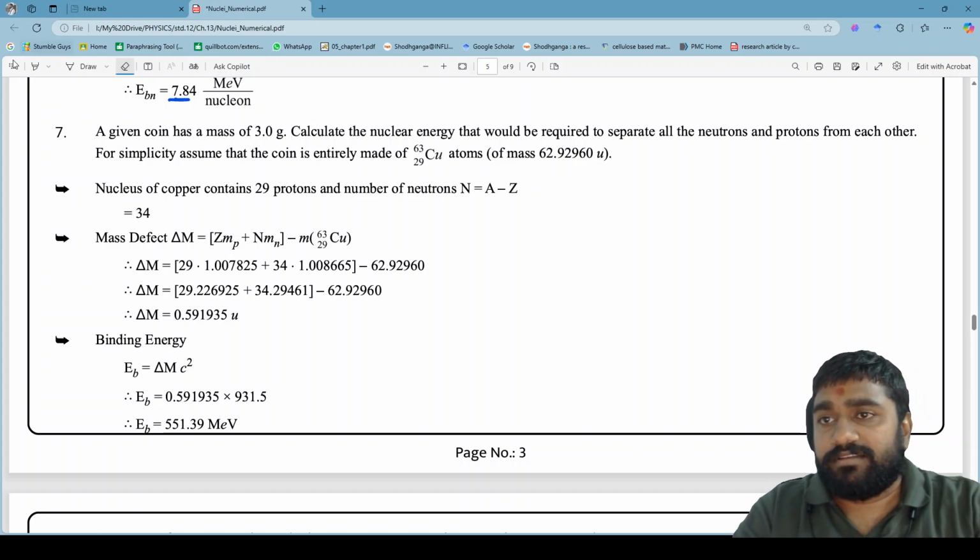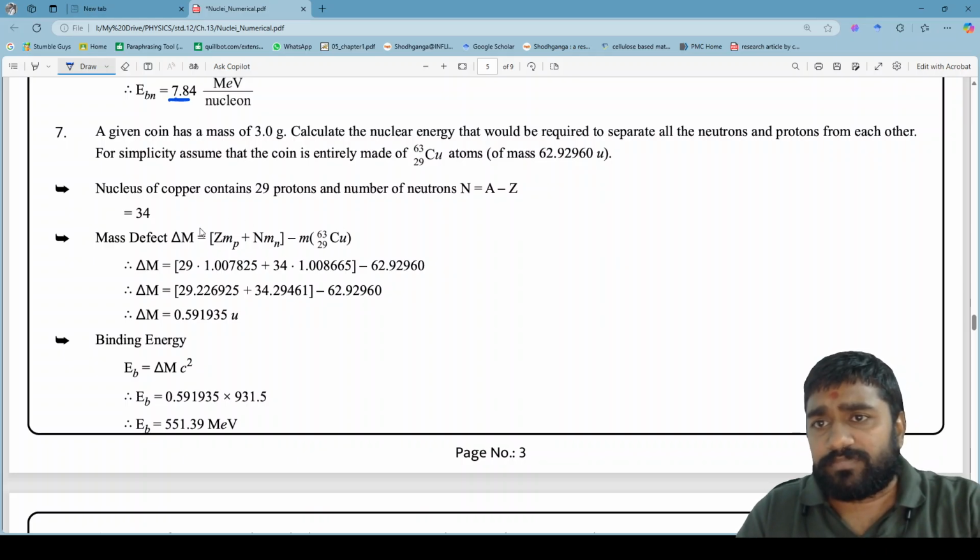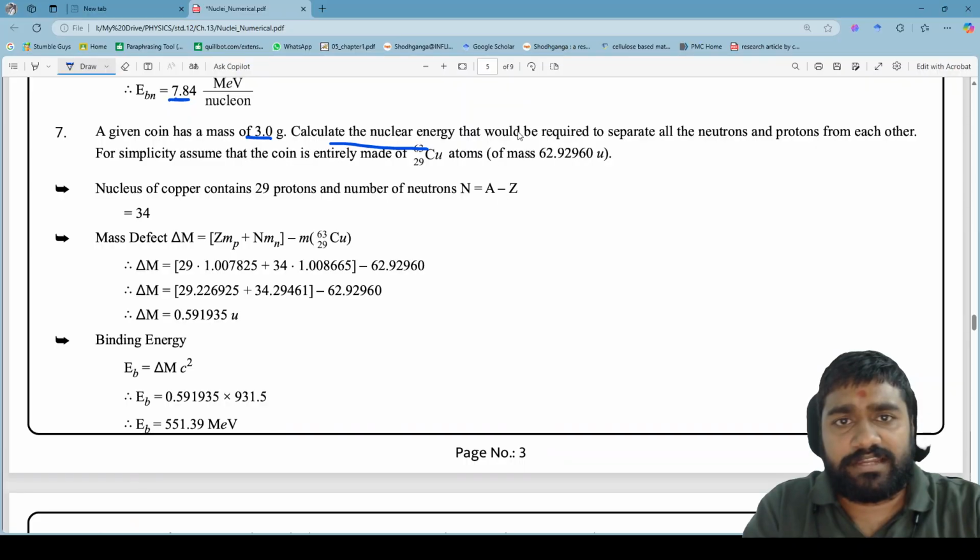Question number 7. A given coin has a mass of 3 gram. Calculate the nuclear energy that would be required to separate all the neutrons and protons from each other.